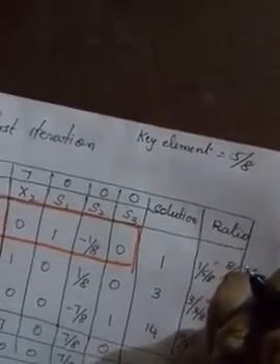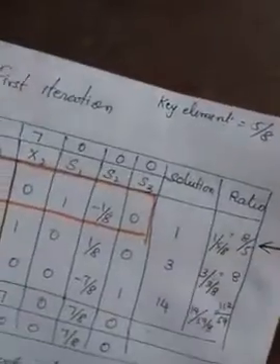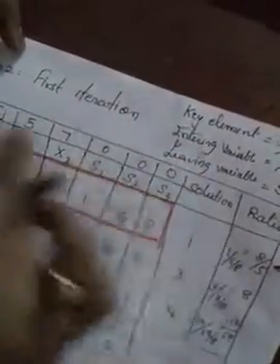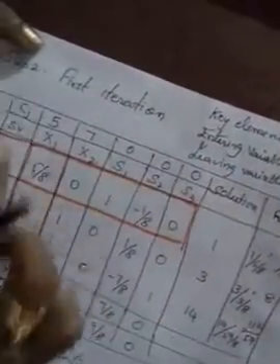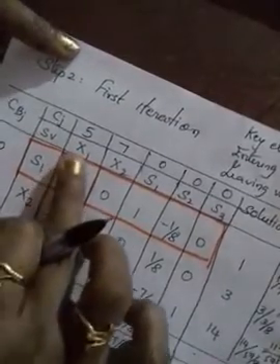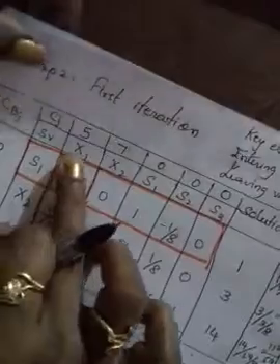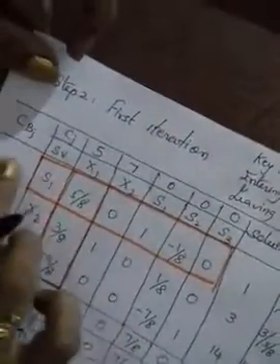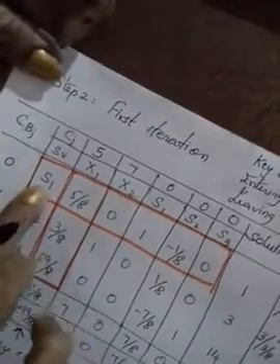Okay, key element. And we have to find out your entering variable and leaving variable. Entering variable, this side is your entering variable and this side is your leaving variable. So the corresponding column, x1 is your entering variable, and your leaving variable is the first row. Okay, this s1 is your leaving variable.